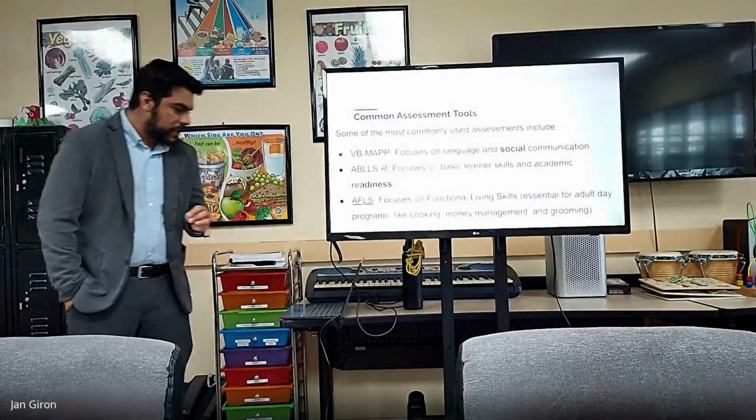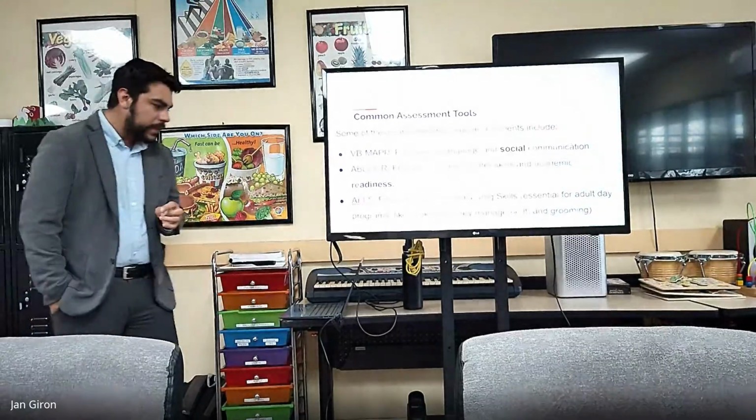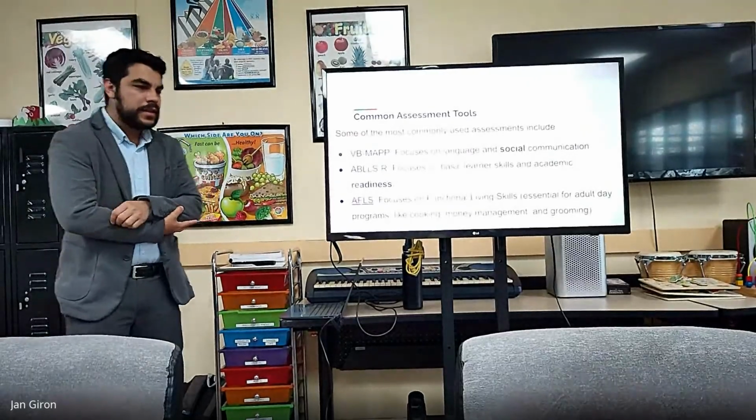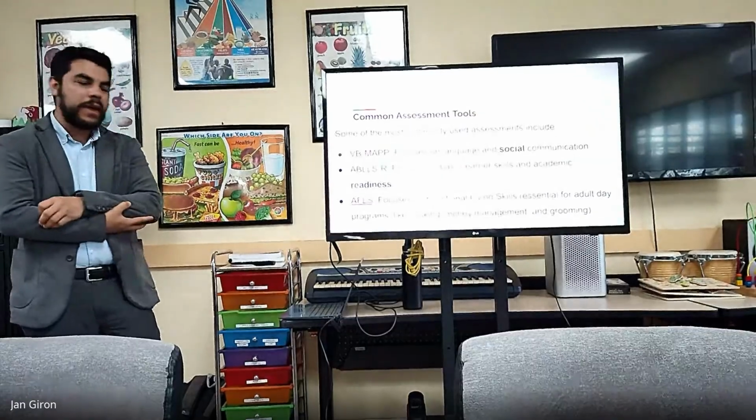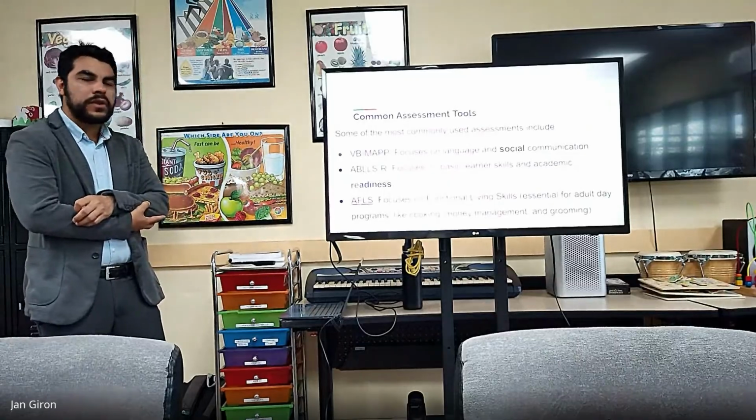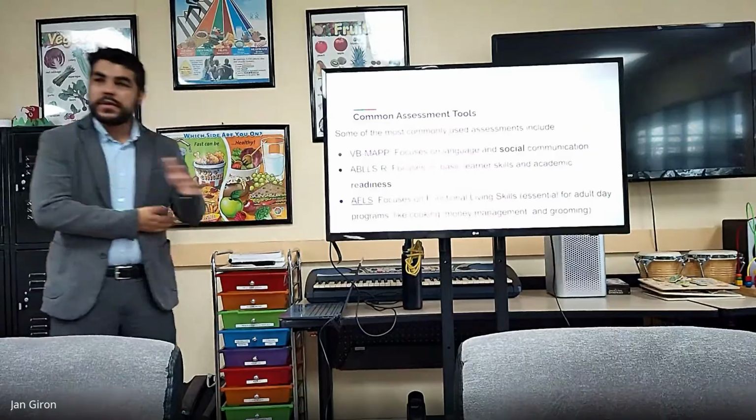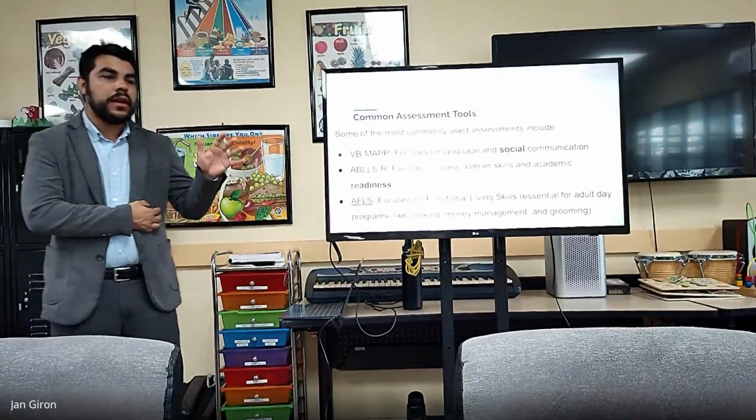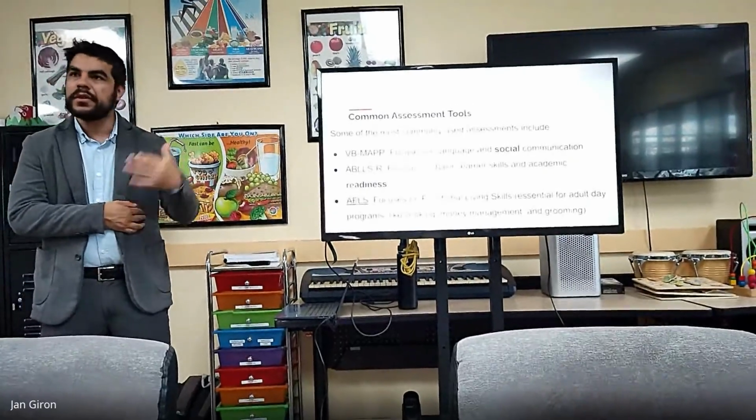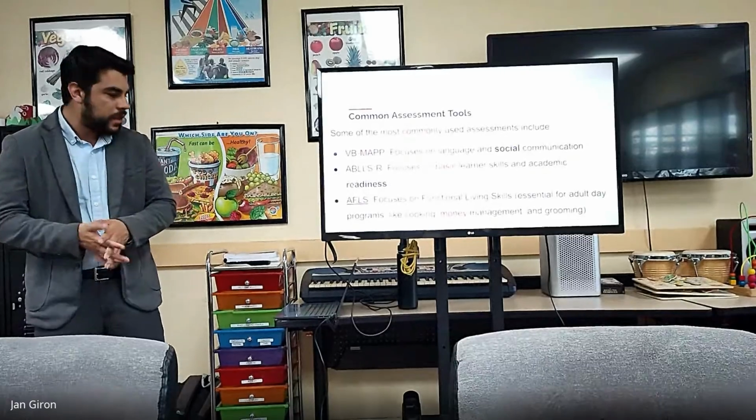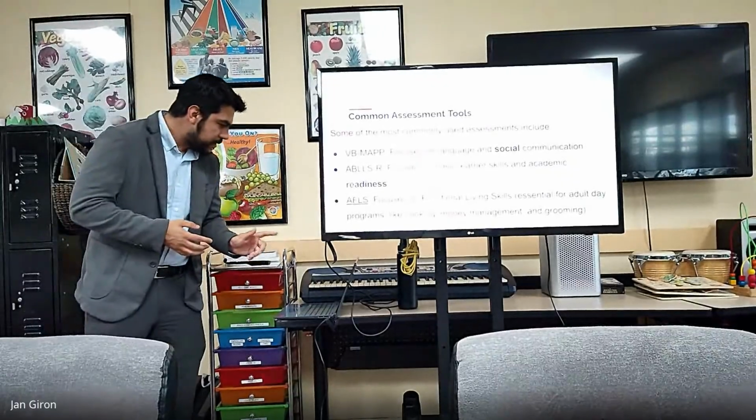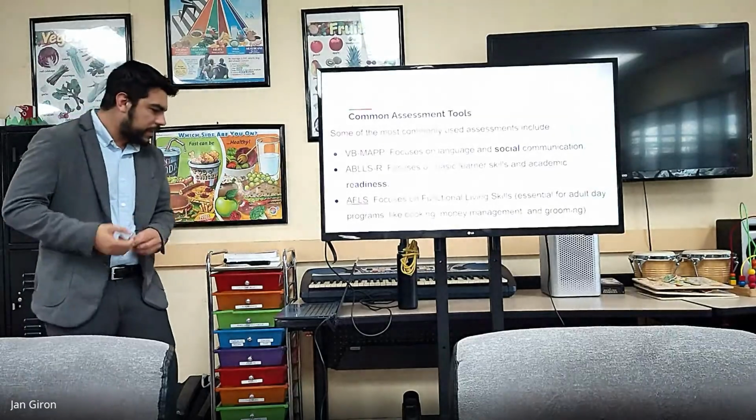But to touch on some of the more common ones, by and large the most popular, I would say, is the VB-MAPP. This one stands for the Verbal Behavior Milestones Assessment and Placement Program, something along those lines. This one is much more used for children, typically under the age of 4, to get them to catch up to their peers in terms of communication. I'll show you a few examples of those. I thought I had a video attached to this one, but it's all right.